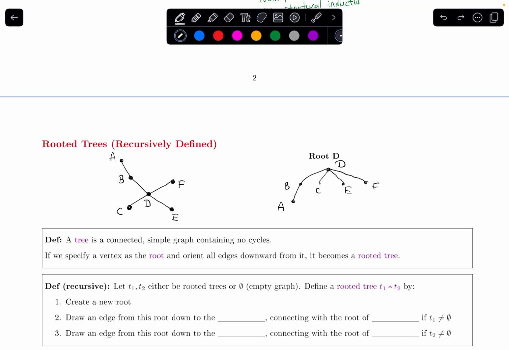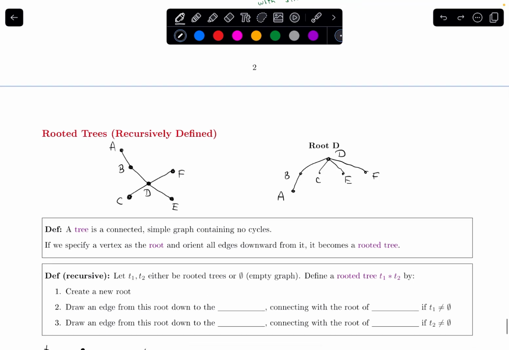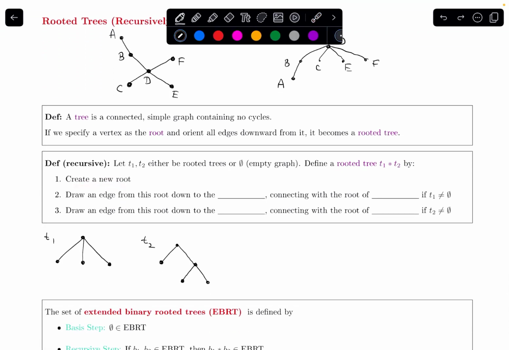Okay, so I can also define rooted trees recursively. And here's a way I can do that. I'm going to let T1 and T2 either be rooted trees or be the empty graph. An empty graph is a graph with no vertices, no edges. So I'm going to define a new rooted tree using this rule, which I'm calling T1 star T2, by first creating a new root. Then I'm going to draw an edge from this new root down to the left, connecting with the root of T1, this first rooted tree.